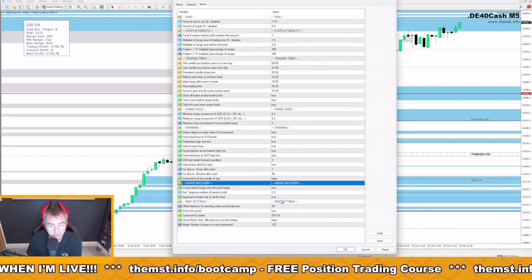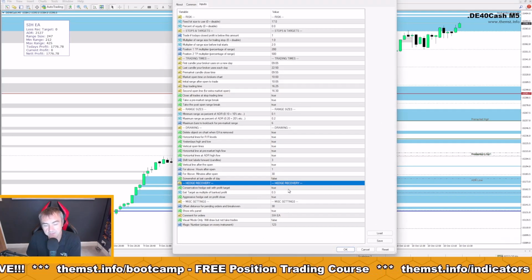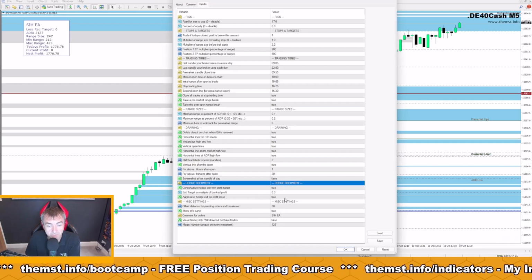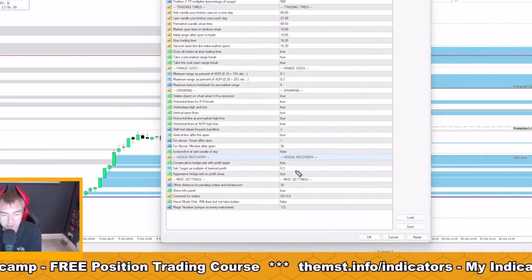So now we're moving on to the hedge recovery settings. In fact, what I'm going to do is quickly skip forward to miscellaneous settings, and then I'm going to come back to hedge recovery because this is an important part of the EA settings. So the miscellaneous, very straightforward.